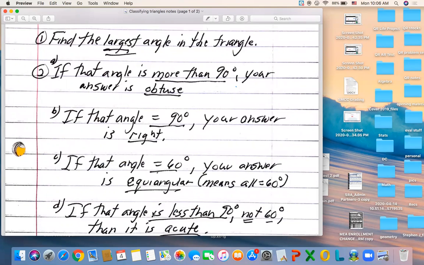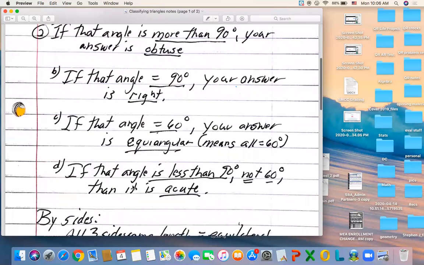For C, if you find the angle equals 60, this one's been a little tricky for people. If you find that the largest angle in your triangle is 60, that means all of them are 60. And if you have 3 angles, all the same, we call it equiangular. Equi meaning equal, angular meaning angles. 3 equal angles, equiangular.